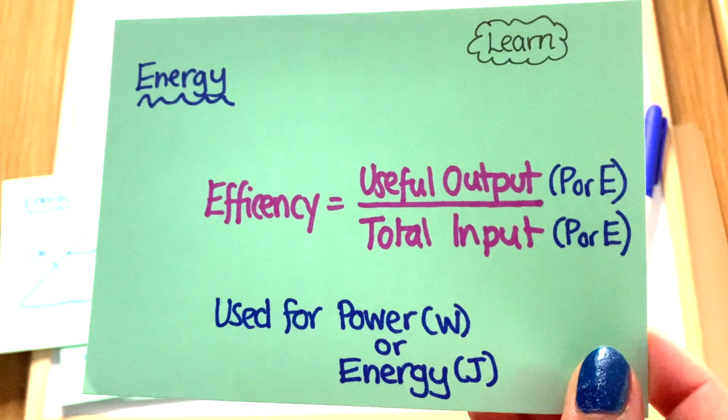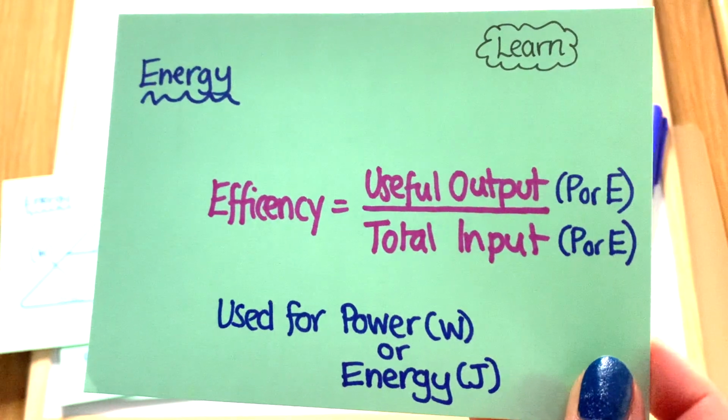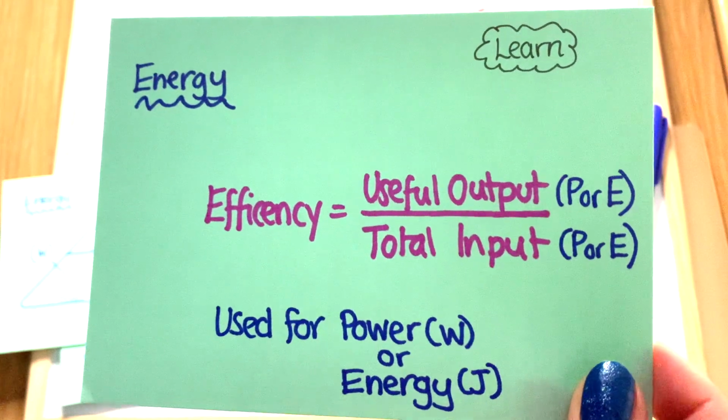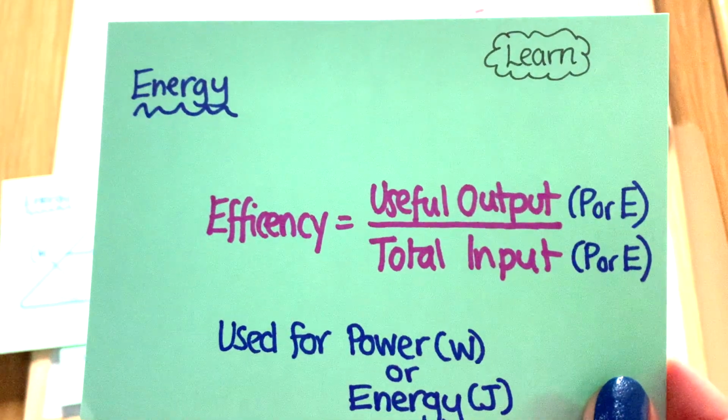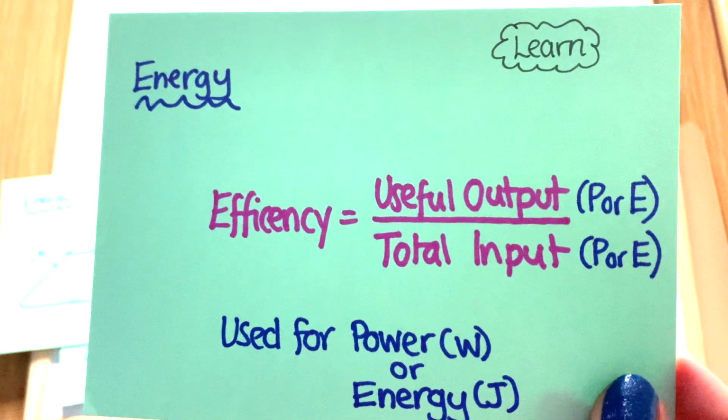Efficiency is useful output power or energy divided by total input power or energy. If you have your answer as a decimal and you wish to change it to a percentage, you multiply by 100.